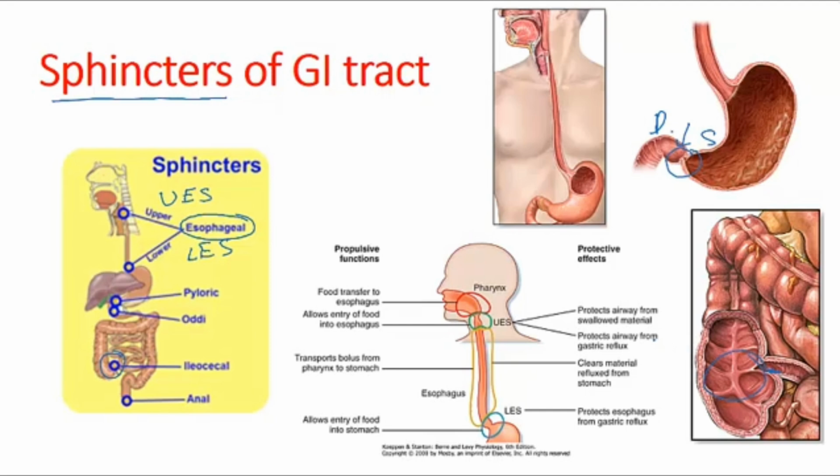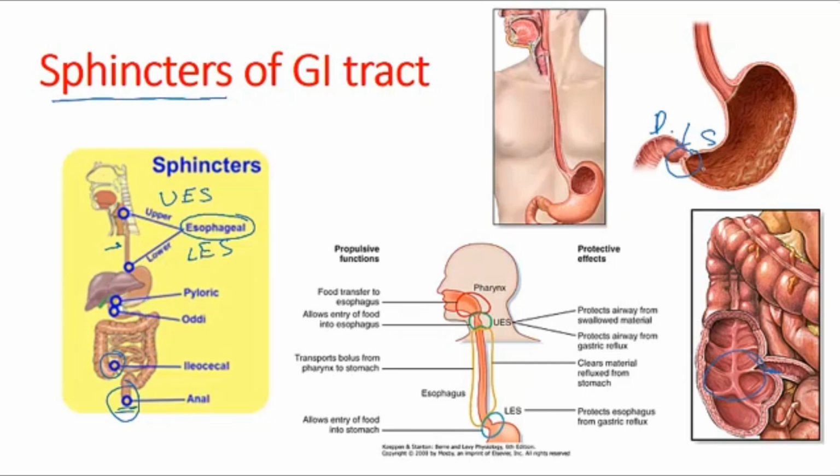And then we have the internal anal sphincter and the external anal sphincter. Both are present in the anus area and control the movement and release of the feces outside the body. The upper esophageal sphincter prevents air from entering the esophagus. The lower esophageal sphincter prevents acid reflux, which can go from the stomach to the esophagus and cause damage to the esophagus; acidity is the prime problem with this acid reflux.